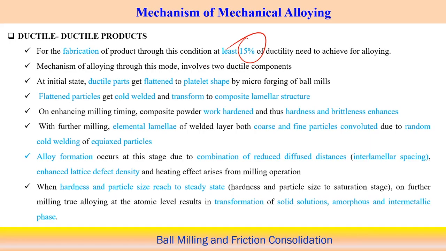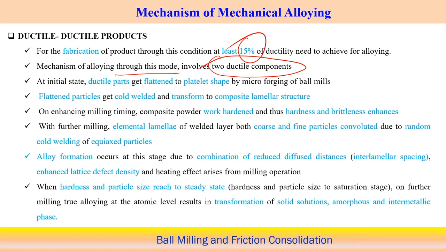Now the mechanism. In a mechanical alloying system we always try to mix two components, for example metal A and metal B. So metal A and B should achieve at least 15% ductility, then we can analyze this considering the ductile to ductile material interaction. So the mechanism of alloying through this mode involves two ductile components, and we do the analysis for the interaction between these two.